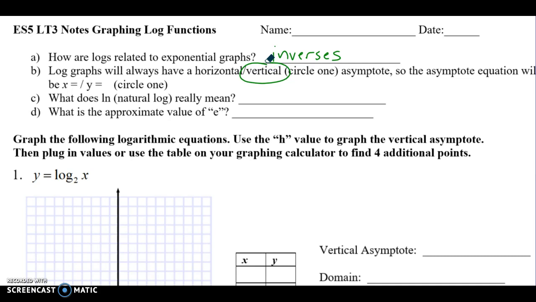And vertical lines are undefined, which means what letter do they start with? X. X equals. Vertical lines are x equals, through the x-axis. Horizontal lines are y equals, through the y-axis.